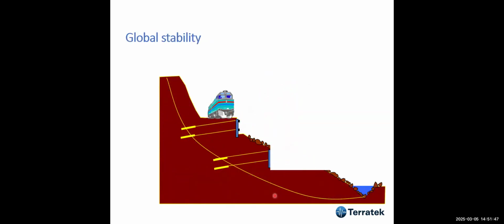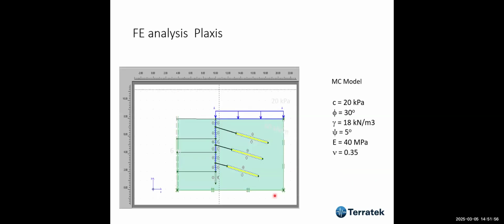What we do now is a global stability analysis, and we calculate factor of safety. Okay, and I'm going to show you some examples. The other thing that we do today, in some cases, not all, but it's very easy now to do finite element analysis.